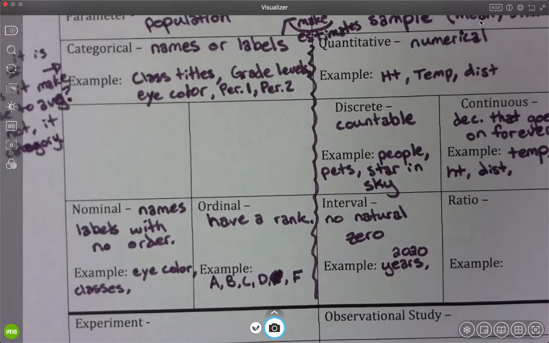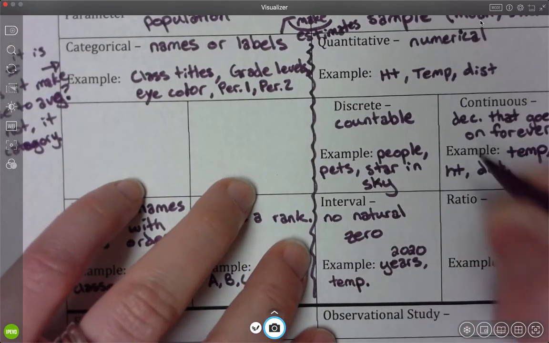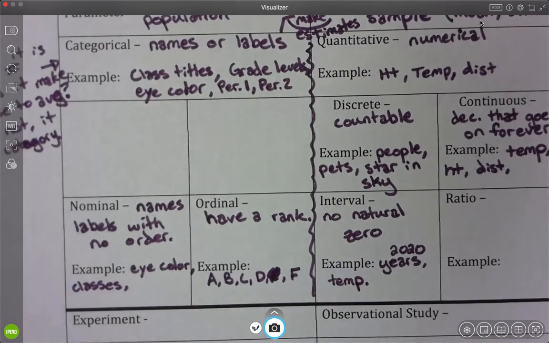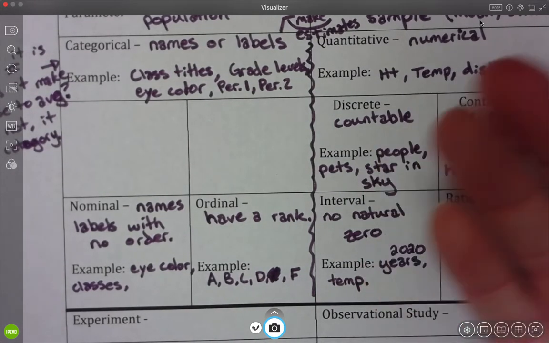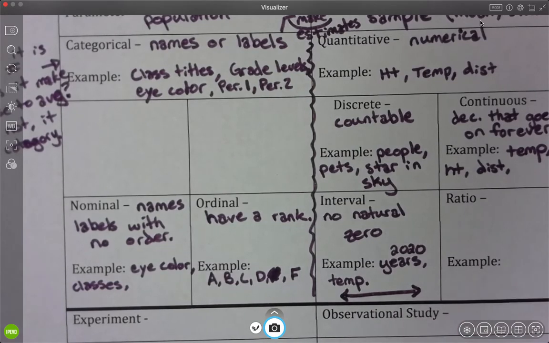In addition to that, let's think of something else. Temperature. Temperature is numerical or quantitative data, but temperature will go below 0. There's no natural starting point, even though there's technically an absolute 0, which we're not going to get into for science class, but temperature will go positive, negative. So the way that I think of an interval is that if you think of a number line, it goes in both directions, okay?